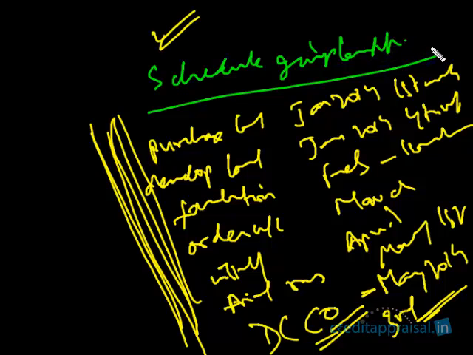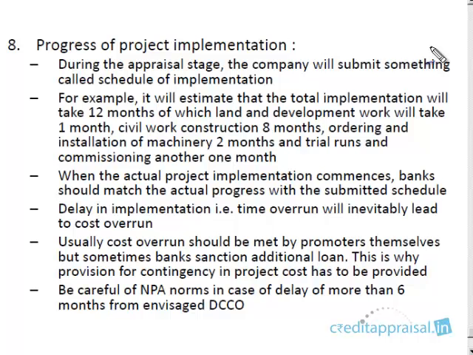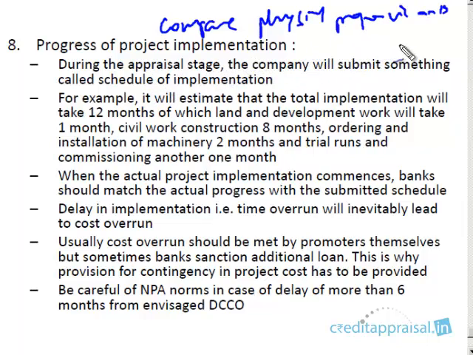When you're disbursing the term loan, you have to always compare the physical progress vis-a-vis the schedule of implementation, right? You have to compare these two always. For example, the total implementation, the company has said it will take 12 months, of which land and development work will take 1 month, civil works 8 months, ordering and installation 2 months, and trial runs 1 month. This is what the company has given.